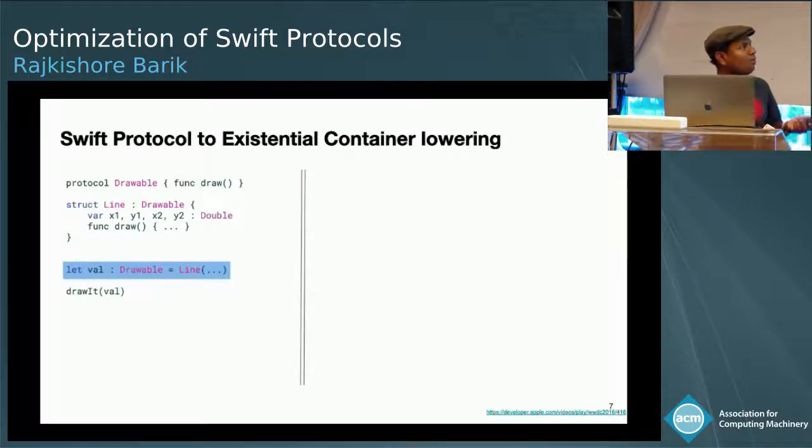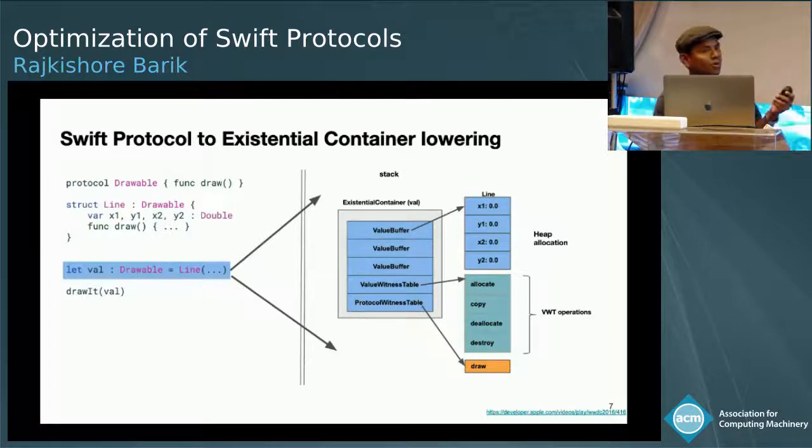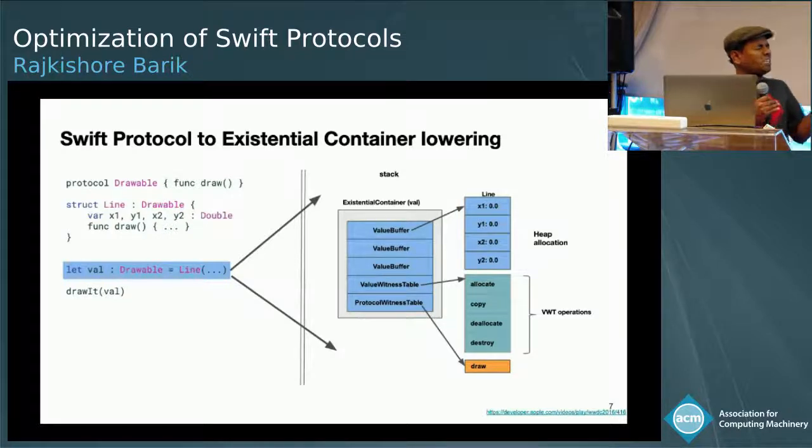So now what happens when I create an object of Line and then assign it to the protocol variable? What happens under the hood in the code generation? That's where the complication comes in. Since this is a protocol variable, we don't know whether it will hold a value type or a reference type. So what Swift does is use a generic container approach, which is called existential containers, which are inspired by existential types. That is very well known in the community.